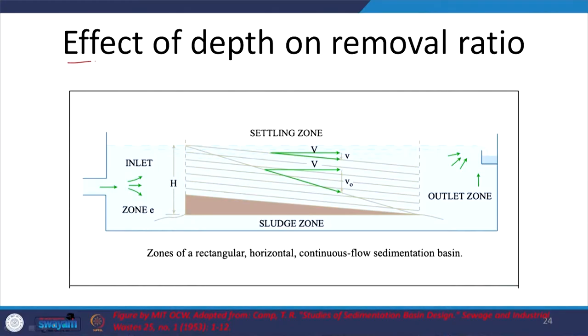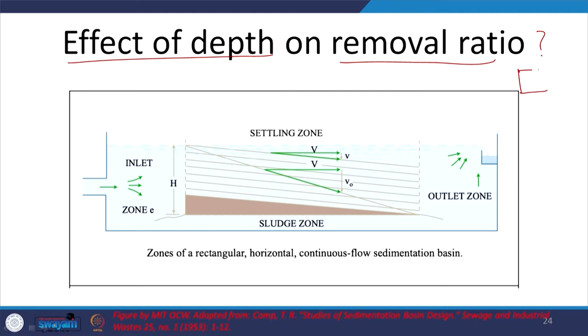In the horizontal flow, we saw that again V naught is the relevant threshold. If the settling velocity is greater than or equal to that, yes, we are going to have a removal. But if it's less than that, again it's not going to be 0% removal, it's going to be a fraction. Why? We assume that the particles are uniformly distributed. So if the relevant particle comes in at a certain height, it might be removed, but the ones above it might not be removed, and we looked at that. So let's look at it in relatively greater detail, as in what is the effect of depth on the removal ratio. So what did we discuss earlier?